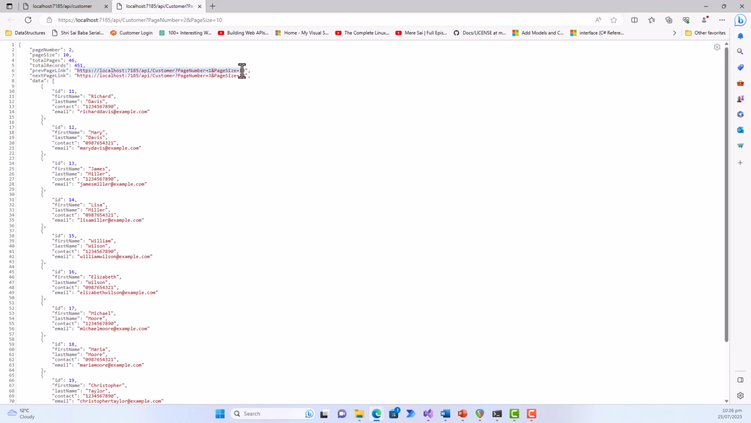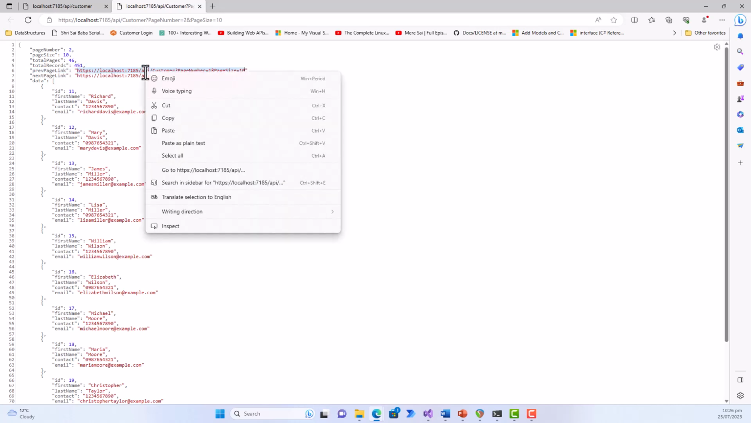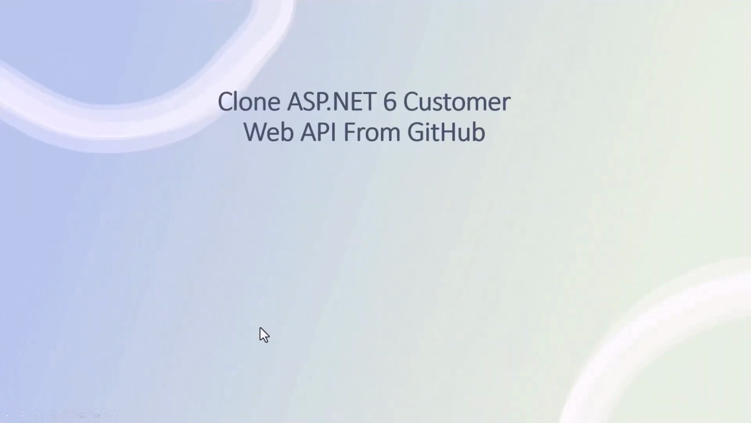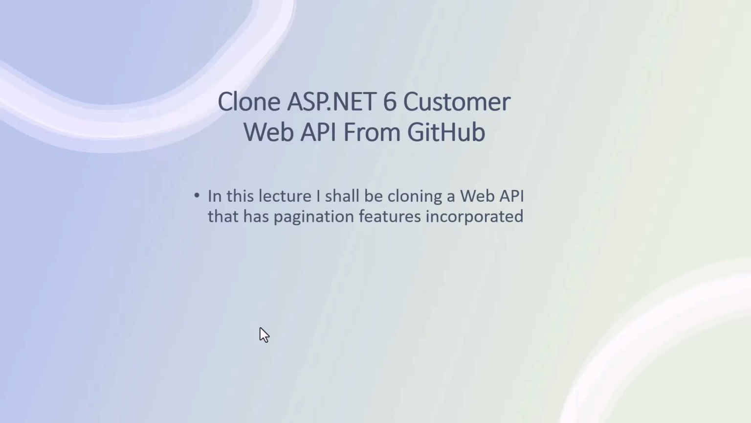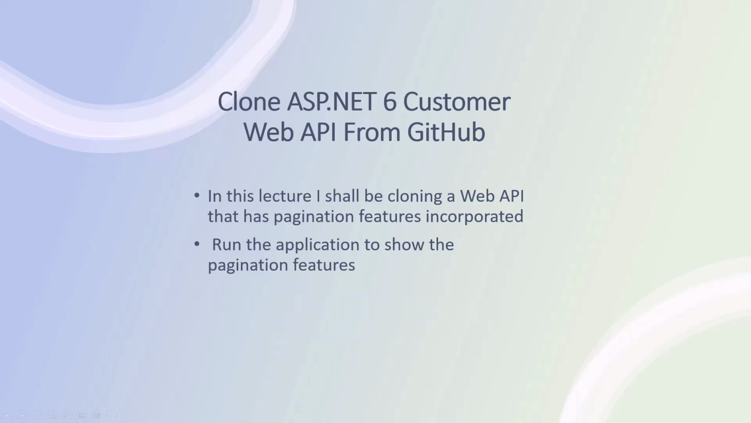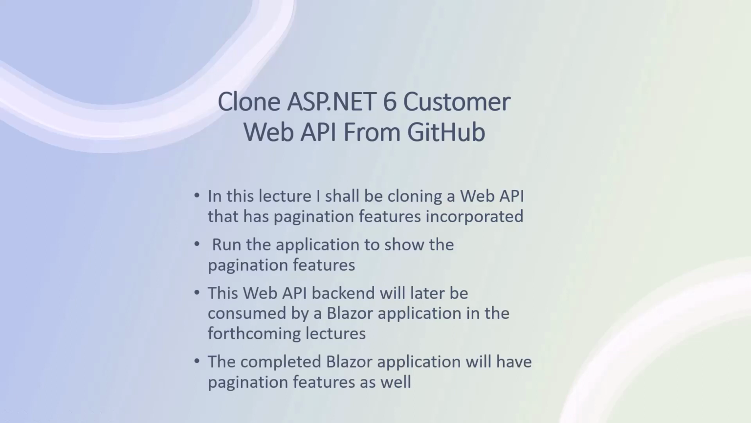All right, so having shown you what the end product will look like, I think it will give you more interest to sit back, relax, and enjoy this tutorial. So have a nice time. First, cloning an ASP.NET 6 customer web API from GitHub. I shall be cloning the web API that has pagination features incorporated, and running the application to show the pagination features of the web API. This web API backend will later be consumed by a Blazor application in the forthcoming lectures. Finally, the completed Blazor application will have pagination features as well.